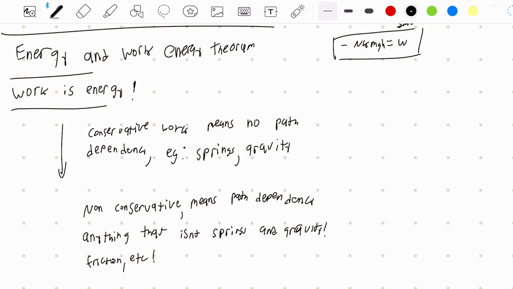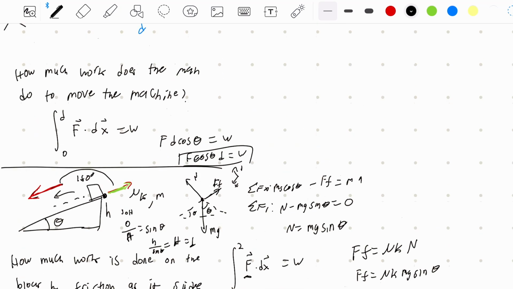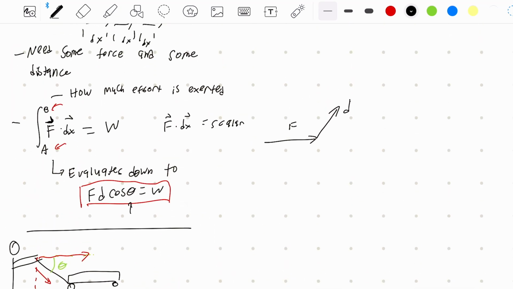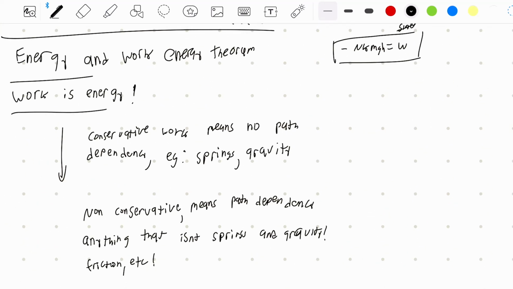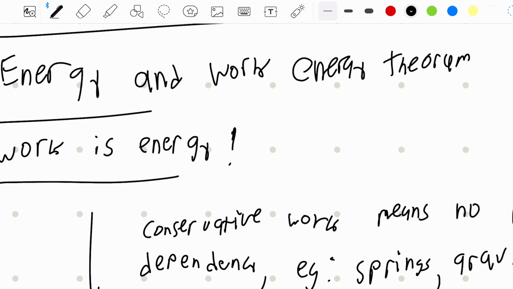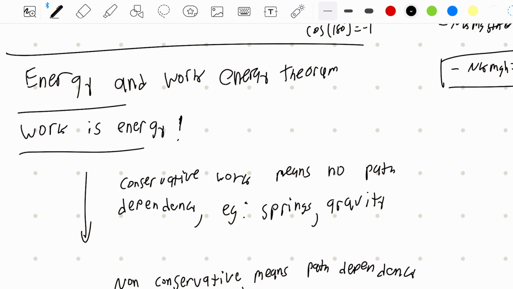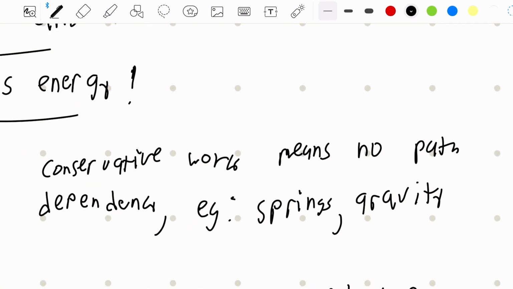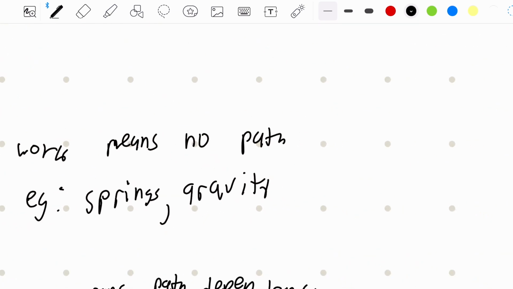So, from above, we know that work is this thing that tells me how much energy it takes to go from one place to another, as we discussed earlier. And since they're essentially the same thing, work is energy, there's a theorem called the work energy theorem, which relates the two using a very nifty formula that we'll get to soon. But first thing we want to talk about is the differences between what a conservative force is and what non-conservative forces are. So, conservative forces, conservative work.